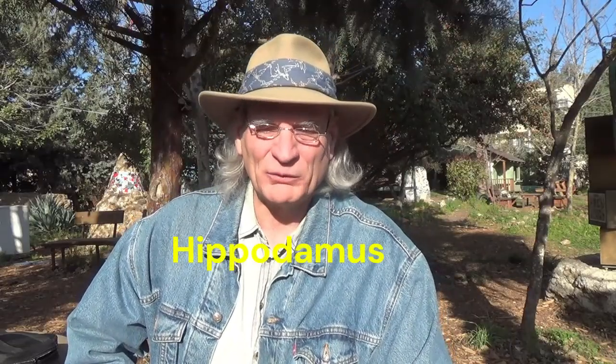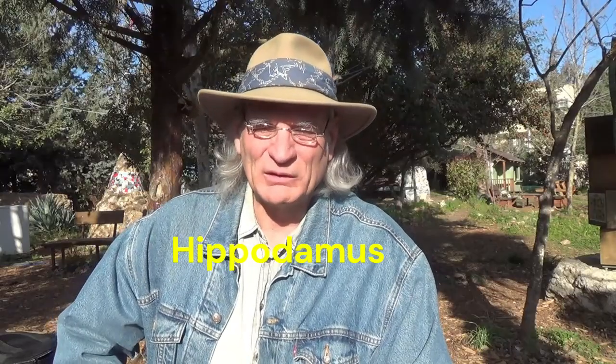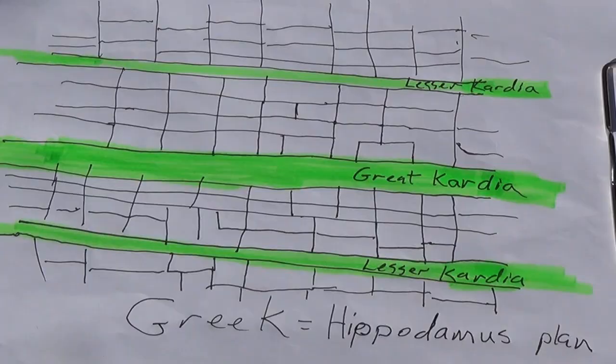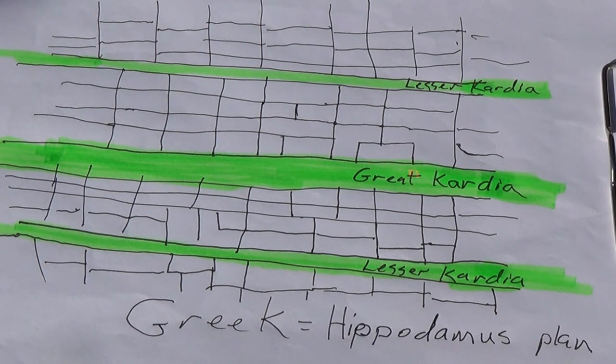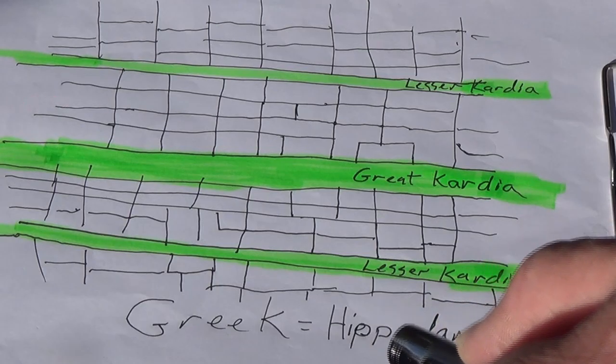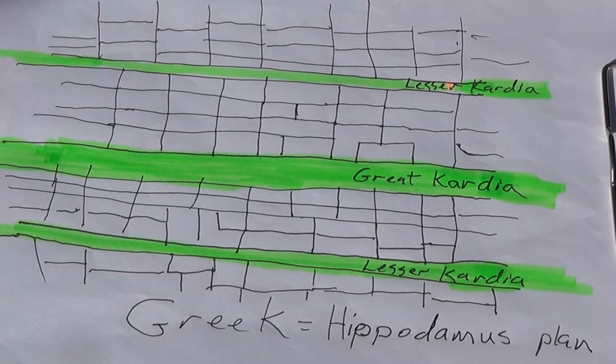Now, the person who designed this type of city planning was an architect in the 5th century BC named Hippodamus. Hippodamus was the one who came up with the street patterns. And so you see on these drawings which I made, you see 3 main streets that run parallel.